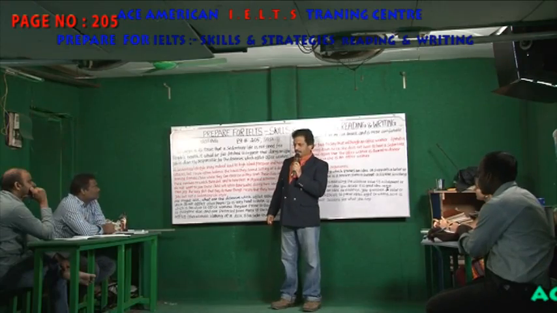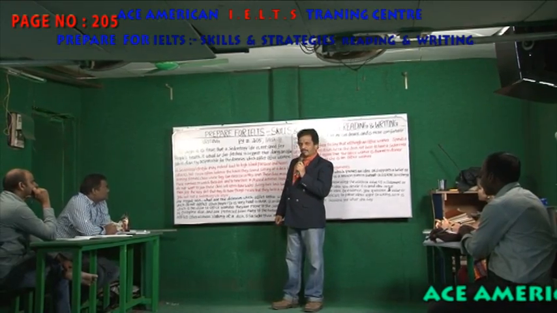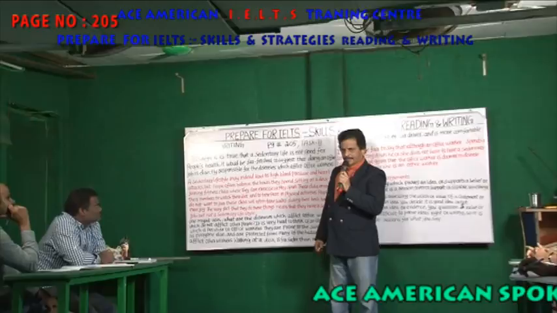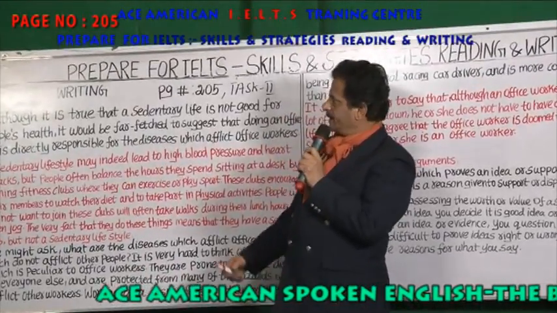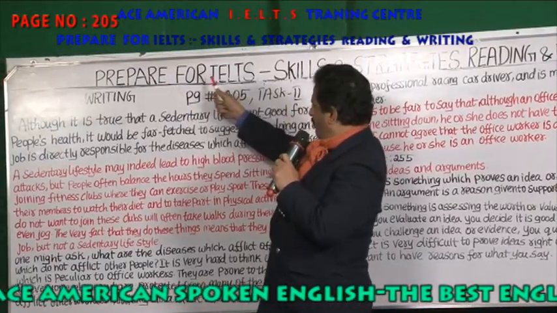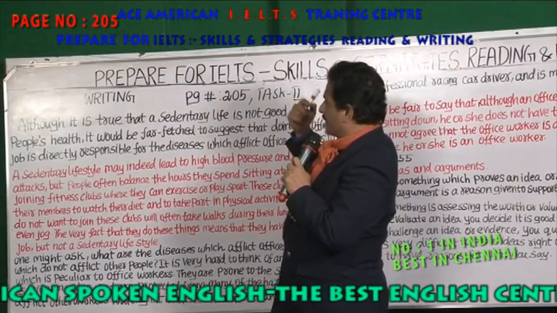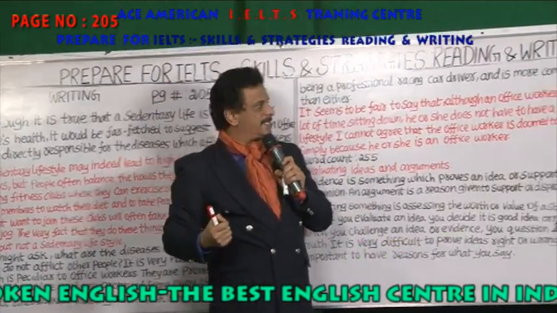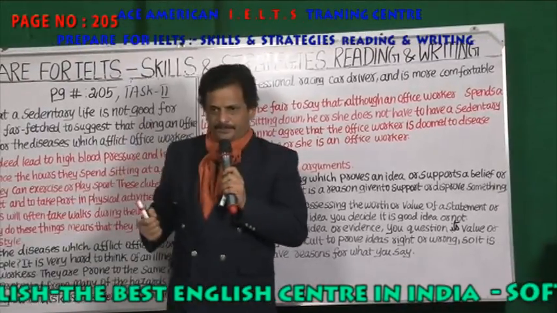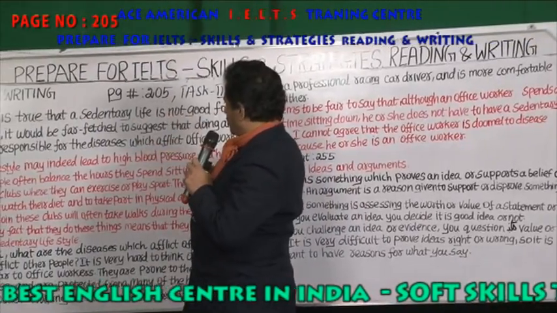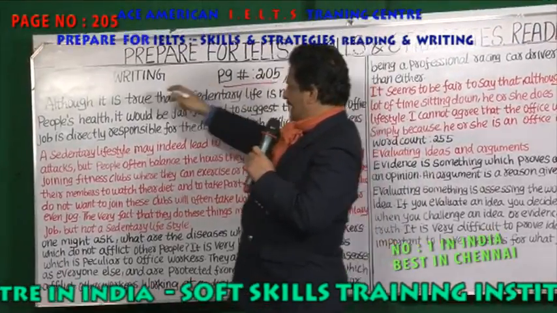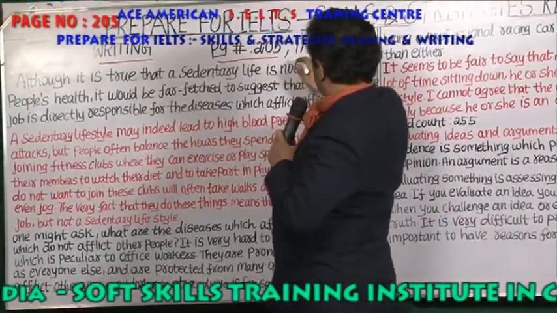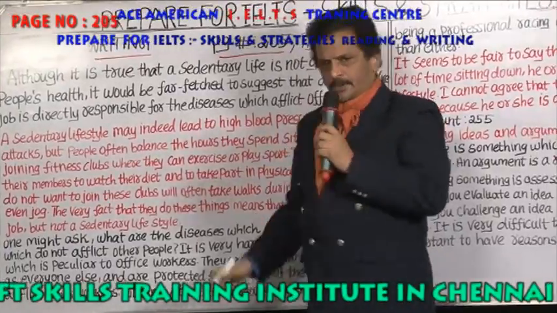This is the American IELTS and TOEFL Training Center. You have come here for IELTS, the International English Language Testing System. Take your book, Prepare for IELTS: The Skills and Strategies, reading and writing. So take page number 205. It is the writing skill development class, task 2.